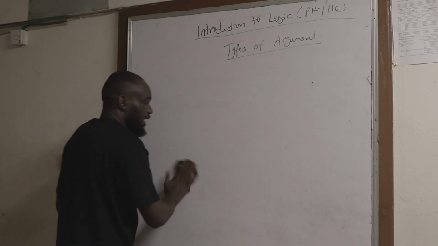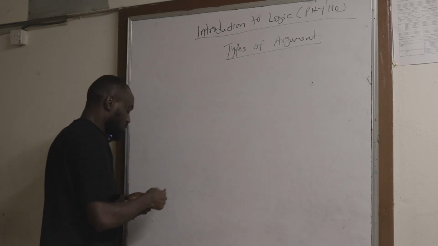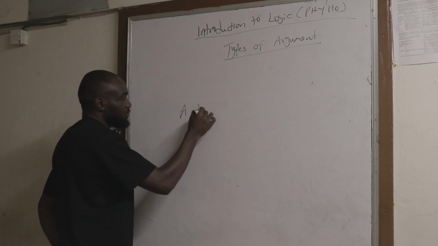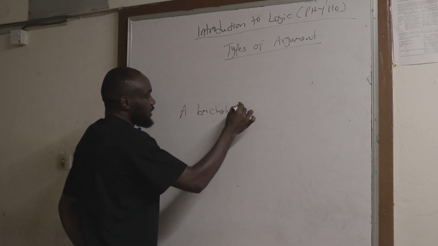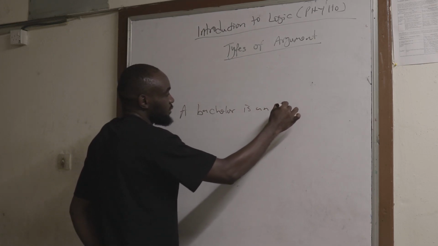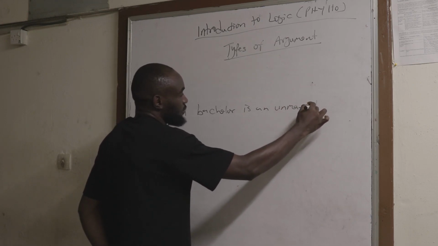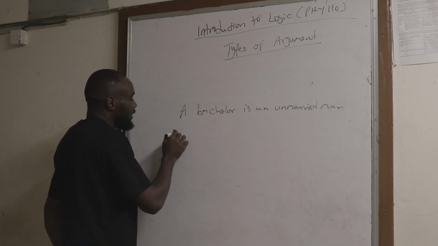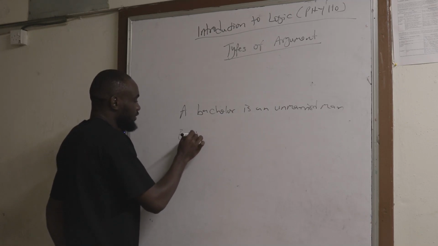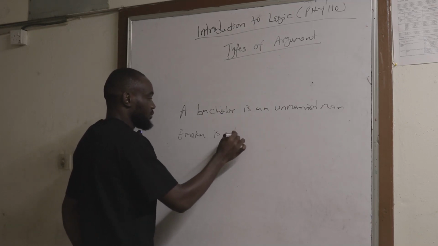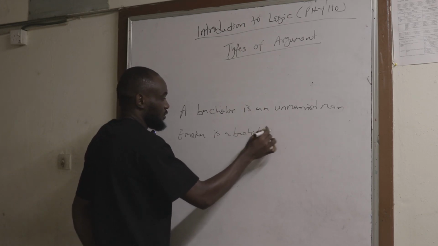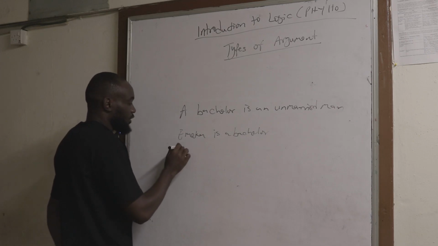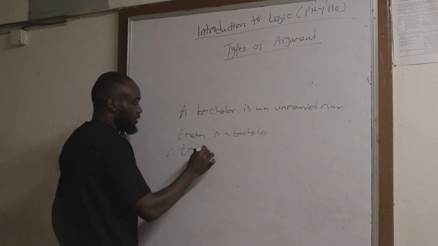Now, supposing that I said, for example, that a bachelor is an unmarried man, right? Then the second one, I say that Emeka is a bachelor. Therefore, Emeka is an unmarried man.